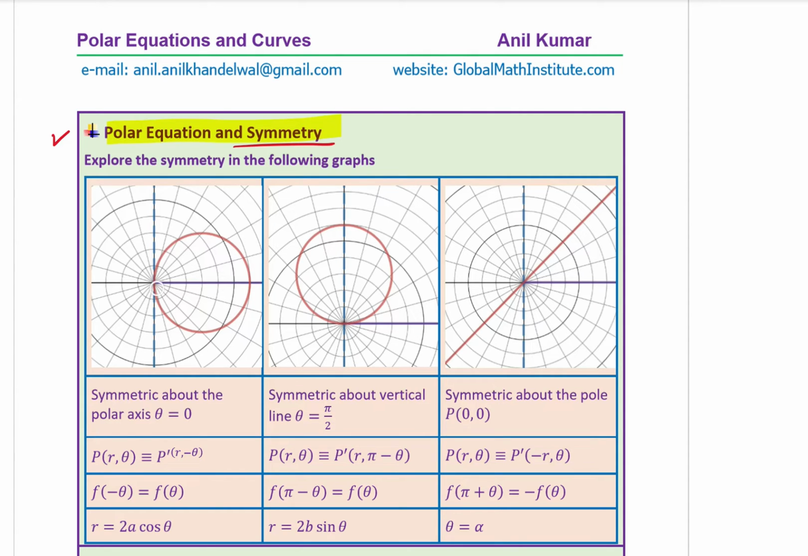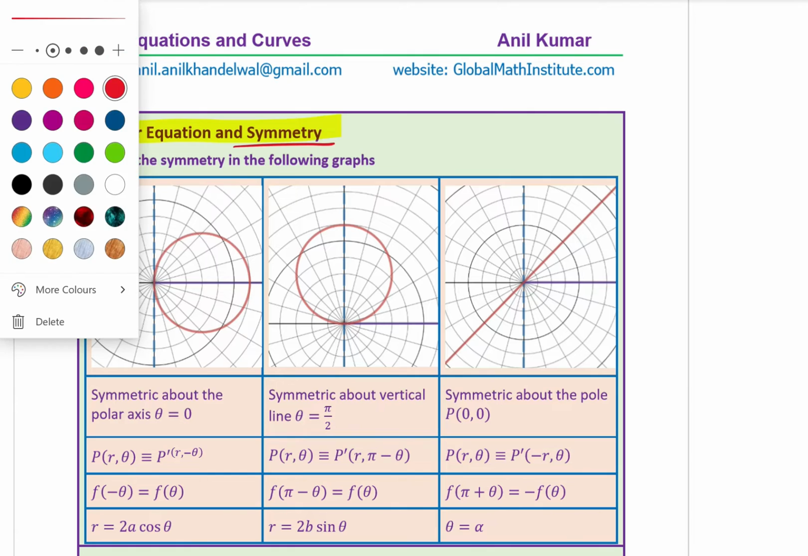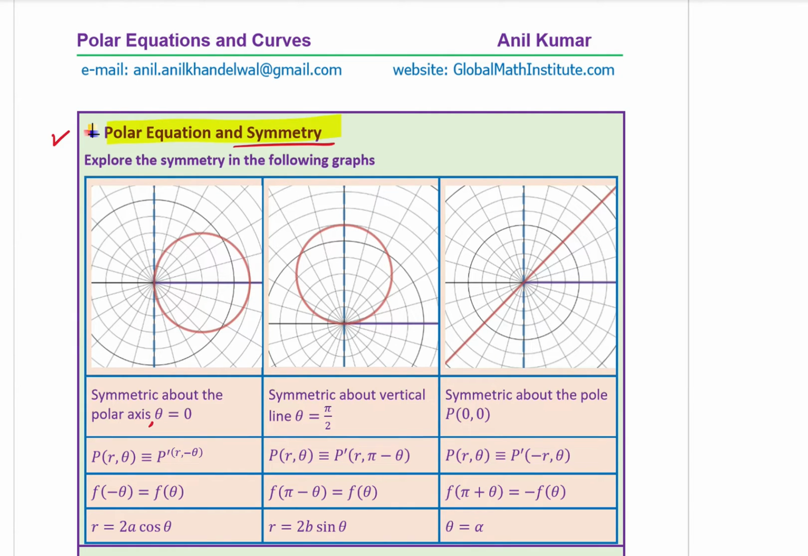Well, in this particular graph, the very first one, you see the semicircle has been reflected on the polar axis. So clearly, the symmetry about the polar axis can be seen. Now, when I say polar axis, it really means that theta equals 0, right? So that is the line about which it is symmetric, correct? So that is how we could actually look into the symmetry.